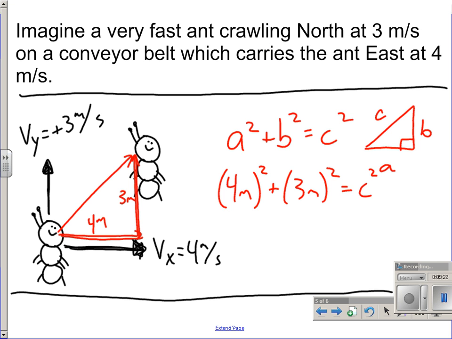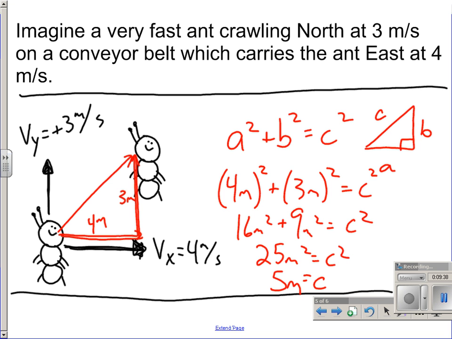So you guys have hopefully seen this before, right? 16 square meters plus 9 square meters equals c squared. 25 square meters equals c squared. So we're going to get 5 meters, right? Take the square root of both sides.